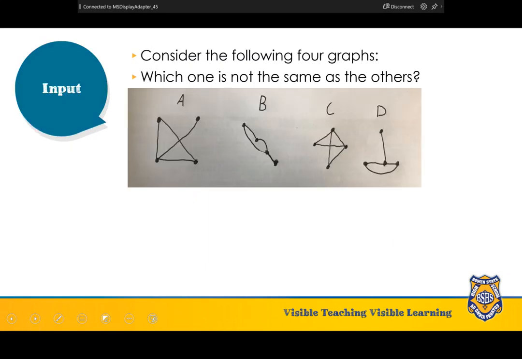So guys, can I get you to have a look at these 4 graphs that I prepared earlier? And can you tell me which graph doesn't fit with the other 3? 3 of those graphs are what we call equivalent or isomorphic, which means they're the same, just redrawn differently. And one of them is just a graph that doesn't fit.